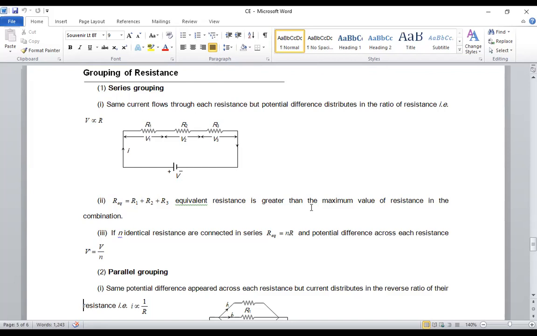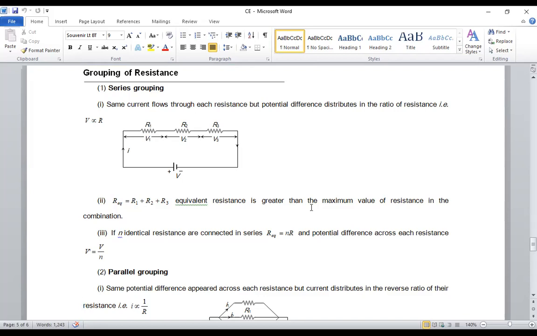If you have n identical resistors, that is, resistors with the same value connected in series, then directly you have the formula: R equivalent is equal to n R. What is your n? Number of resistors. R is the value of that particular resistor. Then the potential difference across each can also be written as V by n.